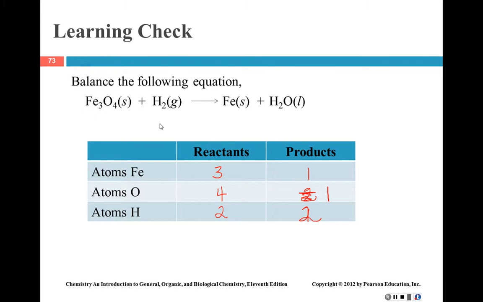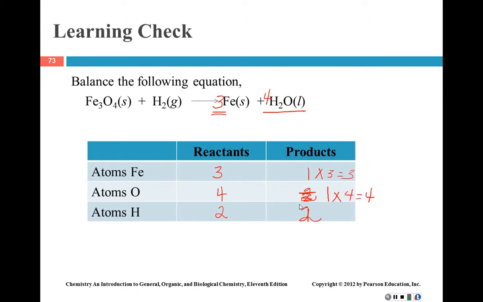All right, so I need how many irons over here? I've got 3 over here. So in order to get 3, what do I have to do? I have to multiply that by 3. And so the only way I can do that is what? Add a 3 there. Hydrogens, I need 2. I've got 2. But look, I've got 4 oxygens. The only way I can get 4 oxygens is if I multiply that whole thing by 4. I get 4 oxygens when I do that.